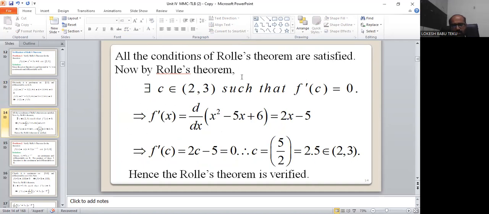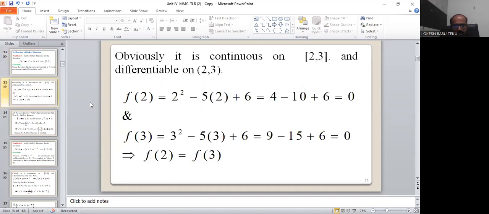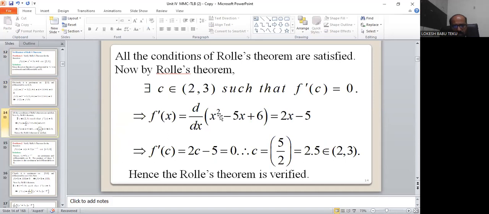f of x is as above. Now, what is f dash x? 2x minus 5. f dash x is the differentiation of f of x, which is 2x minus 5. I want f dash c. So f dash c equal to 2c minus 5 equal to 0. From that, c equal to 5 by 2. It is nothing but 2.5.